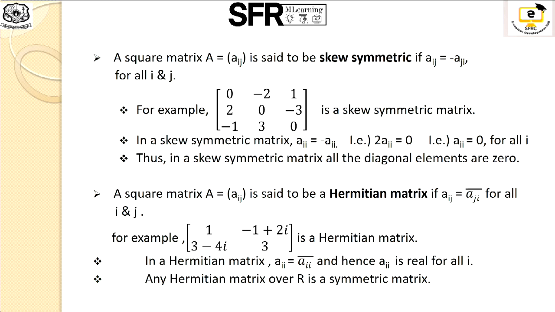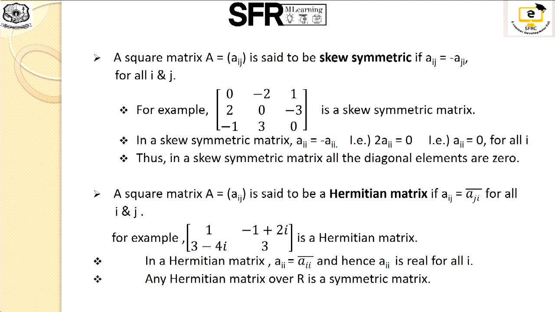Then the next matrix is a skew symmetric matrix. That means here you have to change the sign, that is, a_ij equal to minus a_ji for all i and j. Here we can see the example. Here is one more difference: all the principal diagonal entries should be equal to 0. This is an important property of skew symmetric matrices, because you see that the entries are changed. The element a12 is minus 2, whereas the a21 entry is plus 2. That's why a_ij equal to minus a_ji.